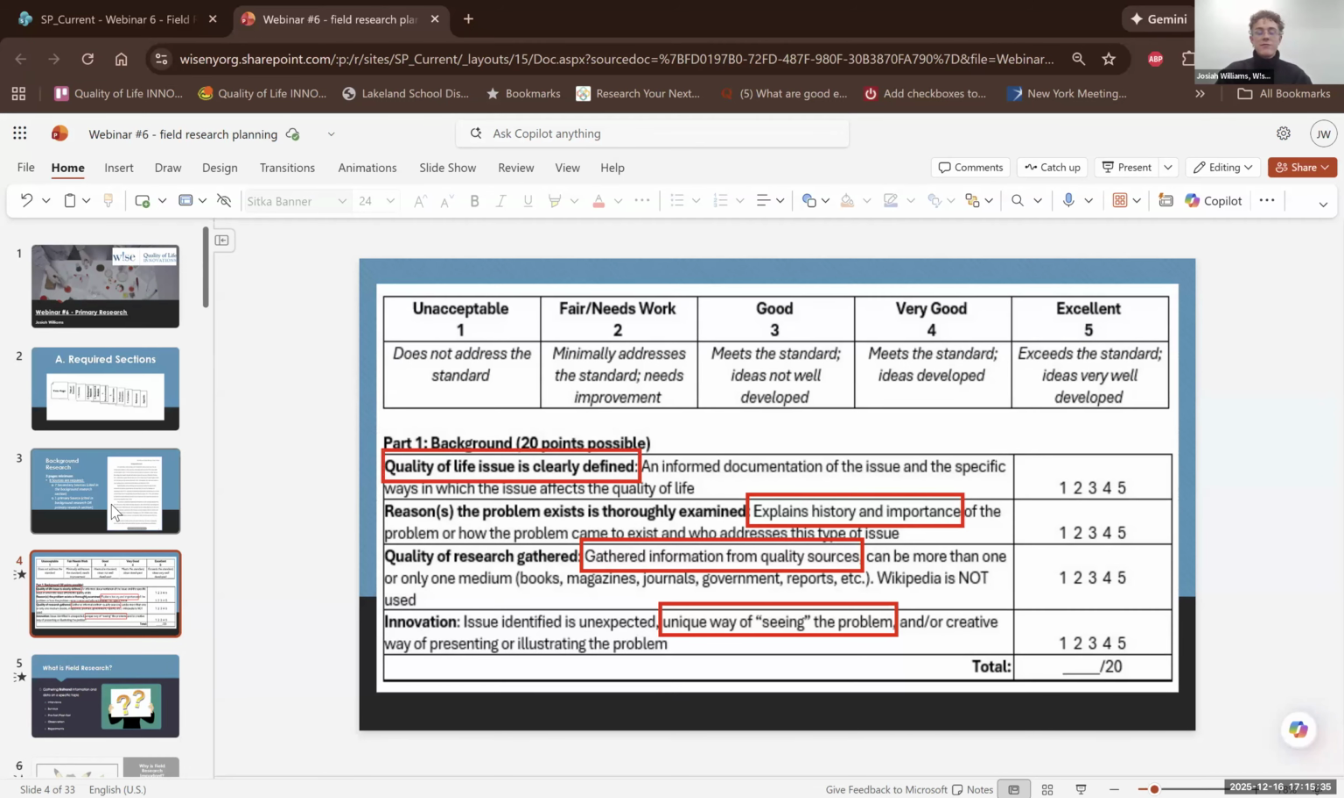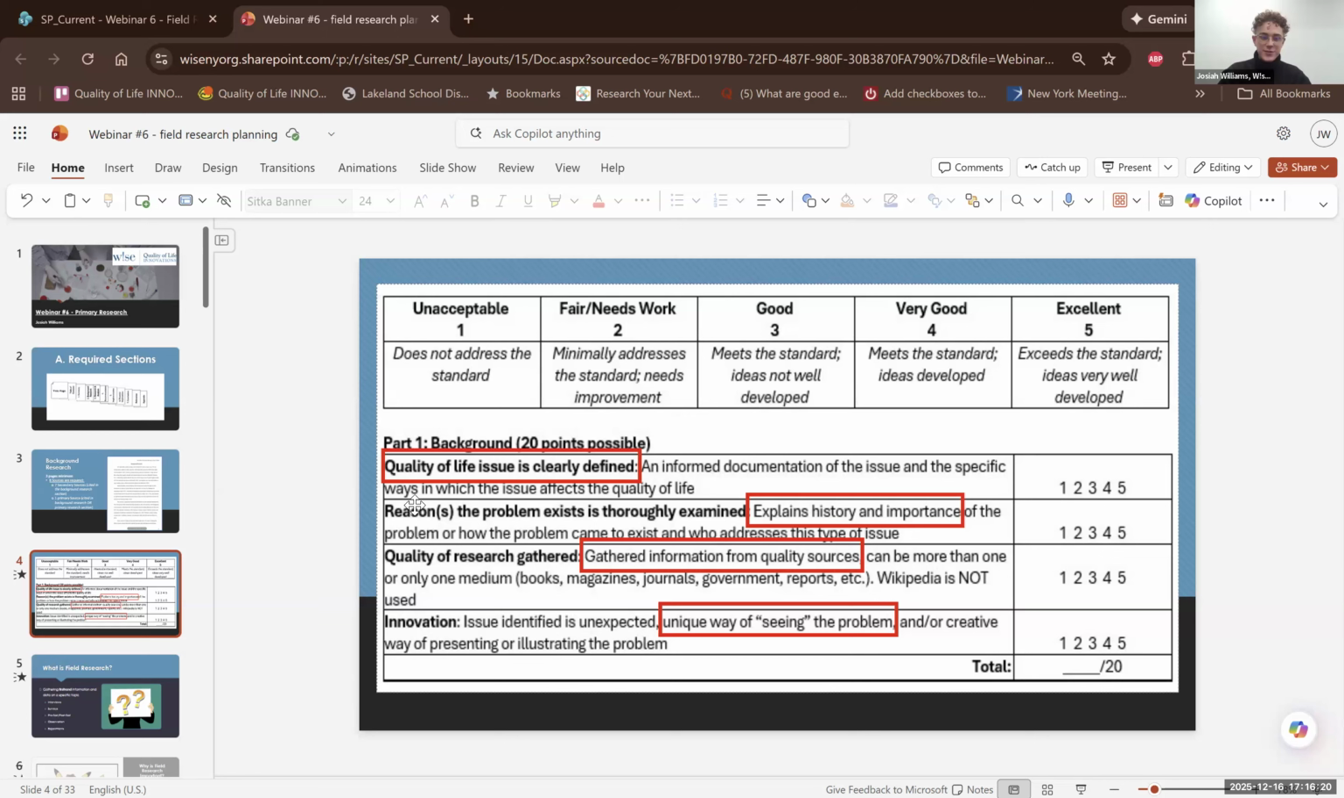So in the background research section, I've been talking about how you have to make an argument for why your topic is a quality of life issue. And that's the first point: quality of life issue is clearly defined. So you have to make that connection in this section. That's very important. A lot of students that do well and become finalists state, for example, Parkinson's is a quality of life issue because here's how it affects the individual patient going through it, and here's its effect on the patient's community or family members. That's a great way to show how Parkinson's impacts quality of life for different people.